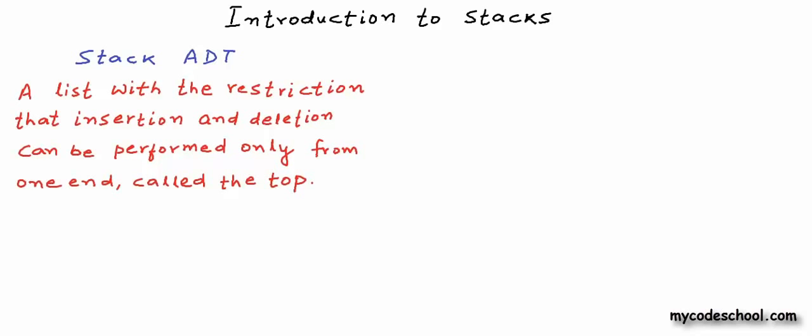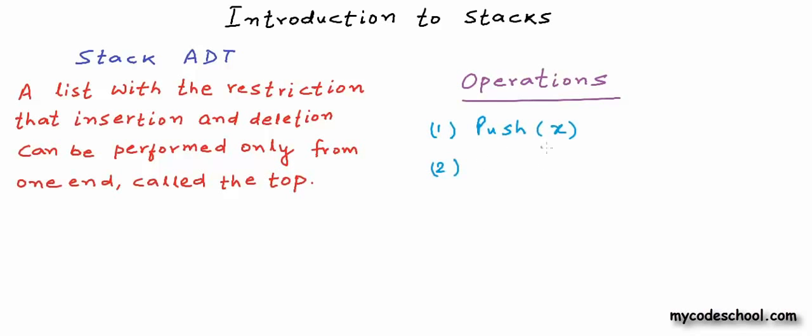A stack is a list or collection with the restriction that insertion and deletion can be performed only from one end, that we call the top of stack. Let's now define the interface or operations available with stack ADT. There are 2 fundamental operations available with a stack. An insertion is called a push operation. Push operation can insert or push some item X onto the stack. Another operation, second operation, is called pop. Pop is removing the most recent item from the stack, most recent element from the stack.